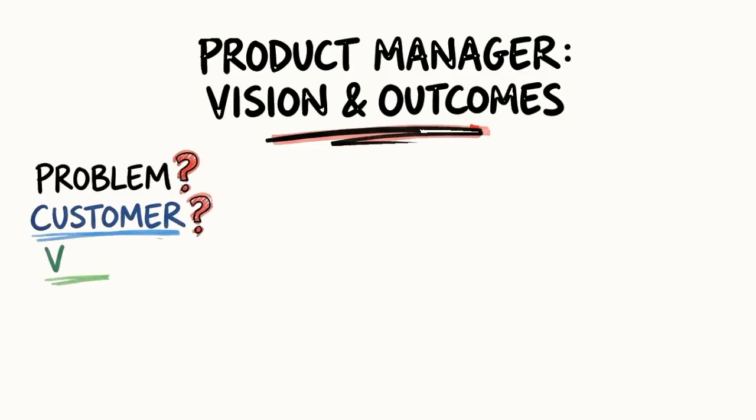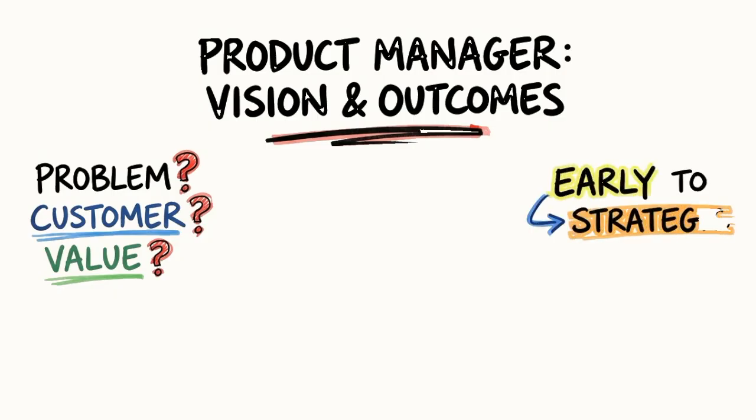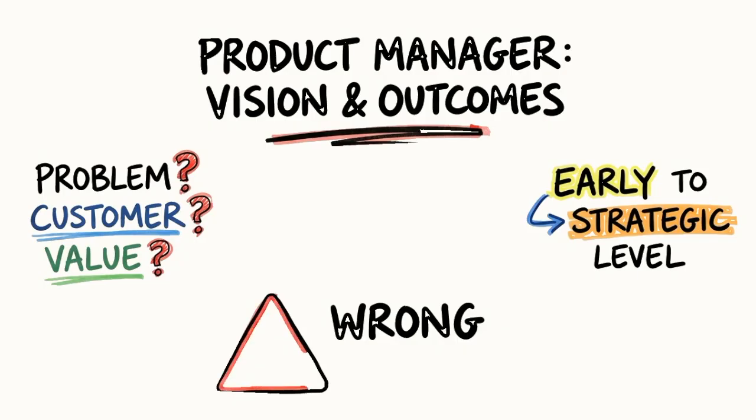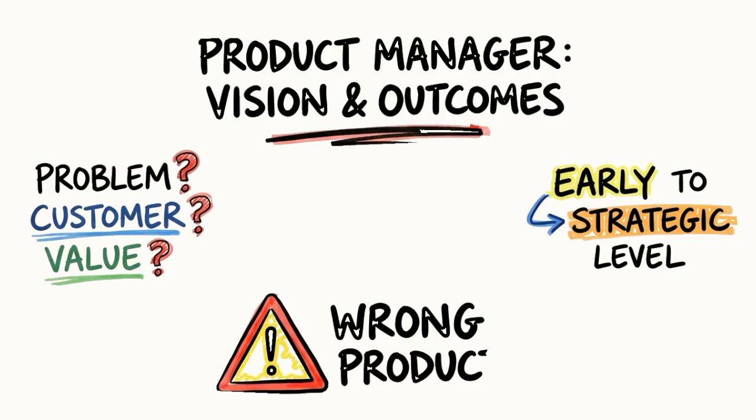A product manager is responsible for the product vision, customer value, and business outcomes. They ask questions like, what problem are we solving? Who is the customer? What features create the most value? And how does this product help the business grow? They usually come in early, when the idea is being shaped, and they stay involved throughout the life cycle, guiding direction and priorities at a strategic level. If the product manager is missing, the team may still build features, but they risk building the wrong product or solving the wrong problem.